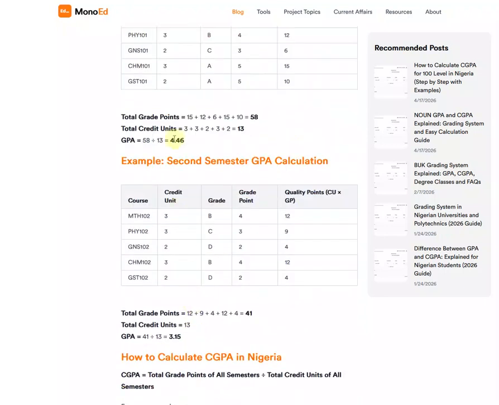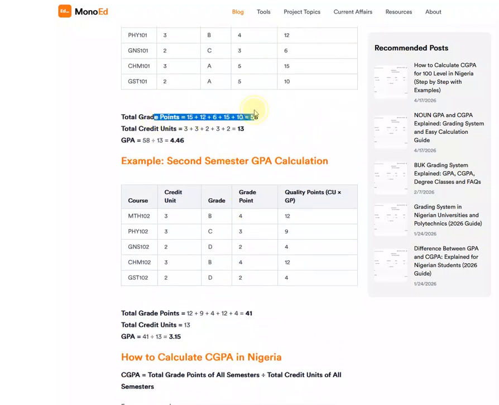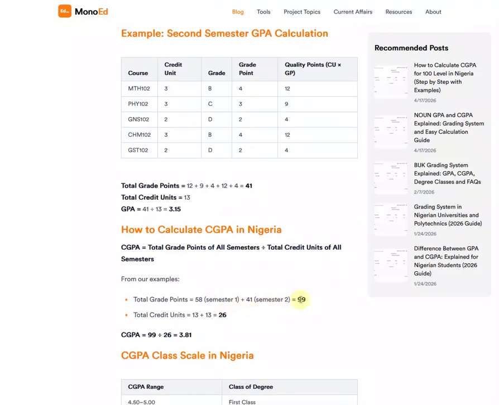You don't just add the GPA of first semester and GPA of second semester and say divided by 2. No, you have to do what? You have to take the total grade point for the first semester, which is this one, 58, and then the total grade point of second semester, which is 41. Add them together and then divide it by the total credit unit, starting with the first semester and then the second semester. So 99 for the total grade point, and the total credit unit across the 2 semesters is 26. Now your CGPA will be what? 99 divided by 26, which is 3.814.